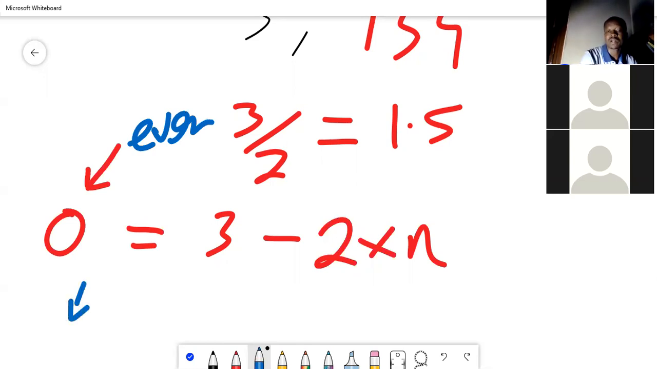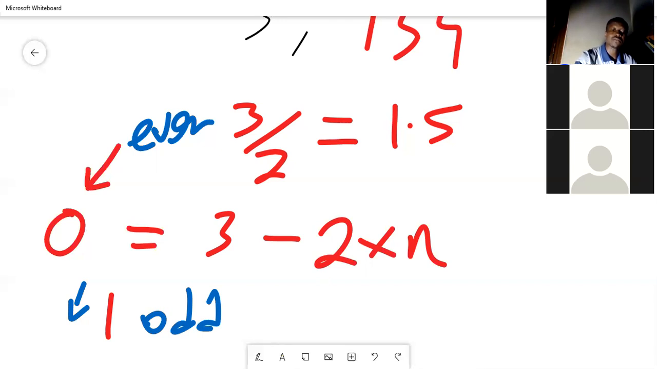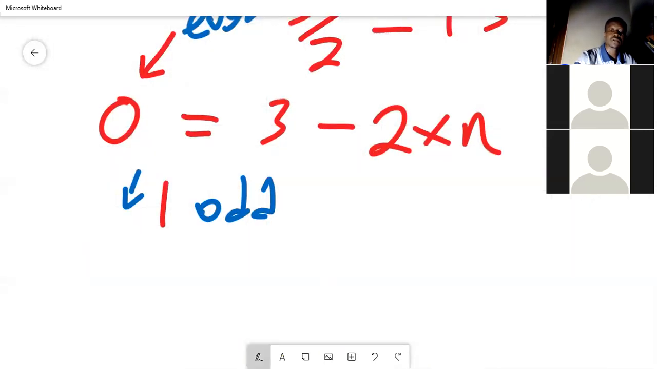And then 1 for odd number. So if you deal with whole numbers, then it should be 1 for odd numbers. I don't know if you get what I'm saying. So what it means is that if n is equal to 1, okay, then we'll have a solution for the number 3.